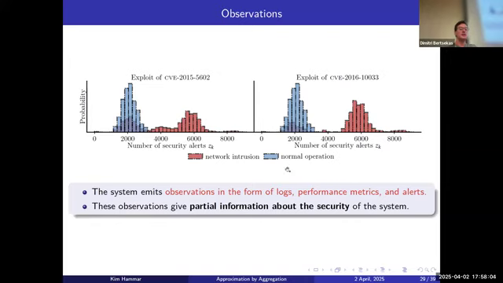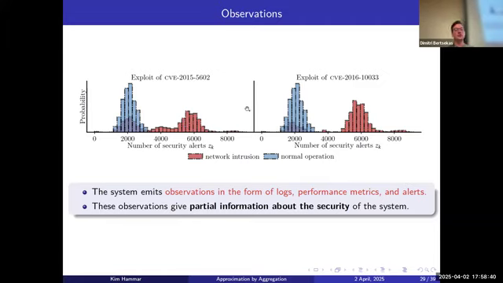In the figures here, we have two empirical distributions of security alerts on our testbed for two different types of attacks. The attacks are identified by these standard identifiers, and if you're curious, you can Google them and find out what kind of attacks we're talking about. On the x-axis, you have the number of security alerts. On the y-axis, you have probability. The blue histograms show the distributions during normal operation, and the red ones show the distributions during an attack.